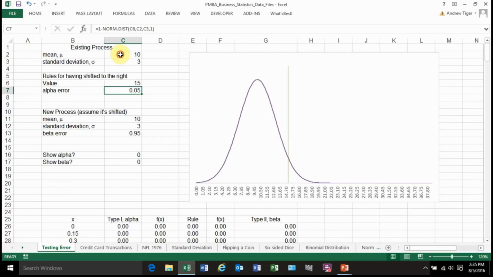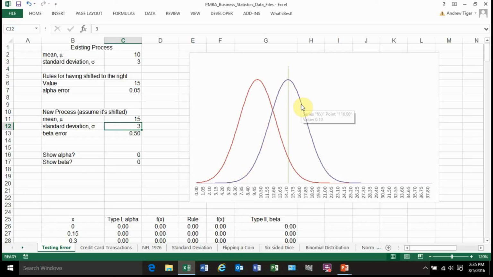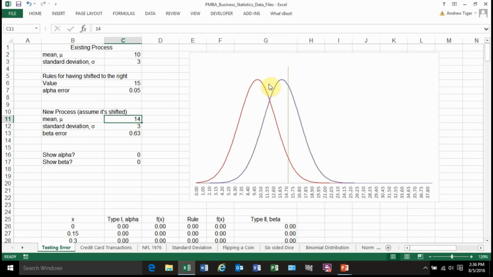So let's add some reality. Let's say this is the existing process, but let's say it truly has shifted. Let's say, centered at 15. Okay? This is the old process, and the purple is now the new process. The red one doesn't exist anymore. The process has moved to the right. Now remember, we have a rule in place. Let's make it something where it's not sitting right on it. Let's say it shifted from being centered at 10 to 14.